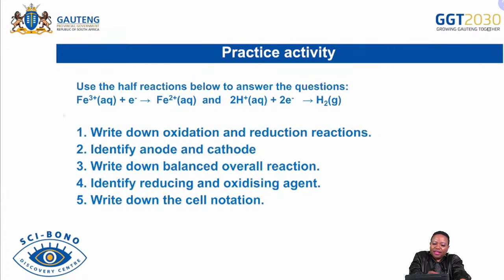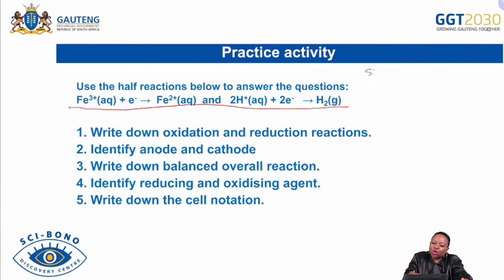Now, when you look at this example here, you can see that we are provided with two half cells. The examiner will provide you with two half cells. It doesn't matter whether they start with oxidation or reduction. Your duty is to always refer to the two half cells by looking at the standard reduction potential, to see which one undergoes oxidation and which one undergoes reduction.